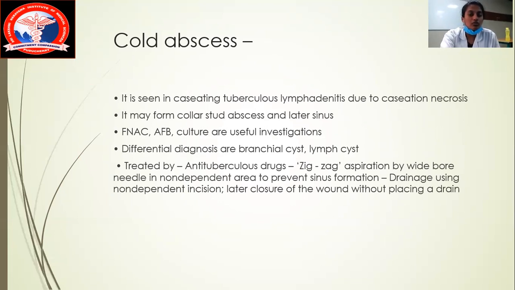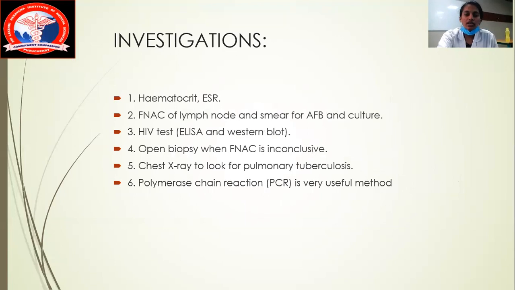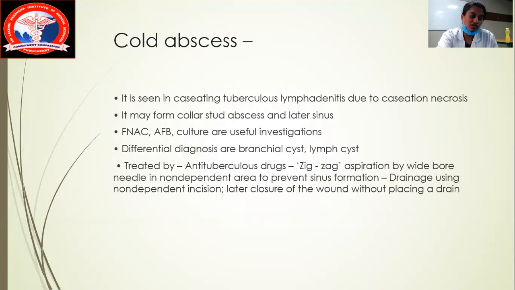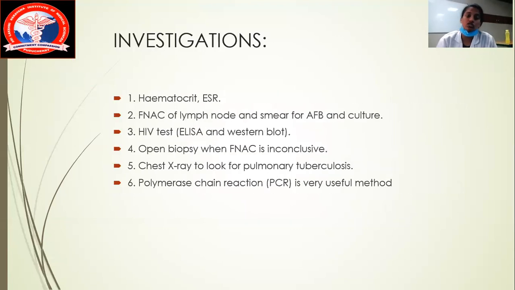Differential diagnosis is branchial cyst and lymph cyst. So the usual treatment will be ATT drugs. ATT is the most important one. Zigzag aspiration is the second point. Next is the investigations: hematocrit, ESR, AFB, Mantoux test, HIV test, and FNAC for the particular lymph node. AFB can also be helpful for that. And then if the FNAC is not giving you a proper answer about the conclusion for that particular swelling, then you go for an open biopsy.